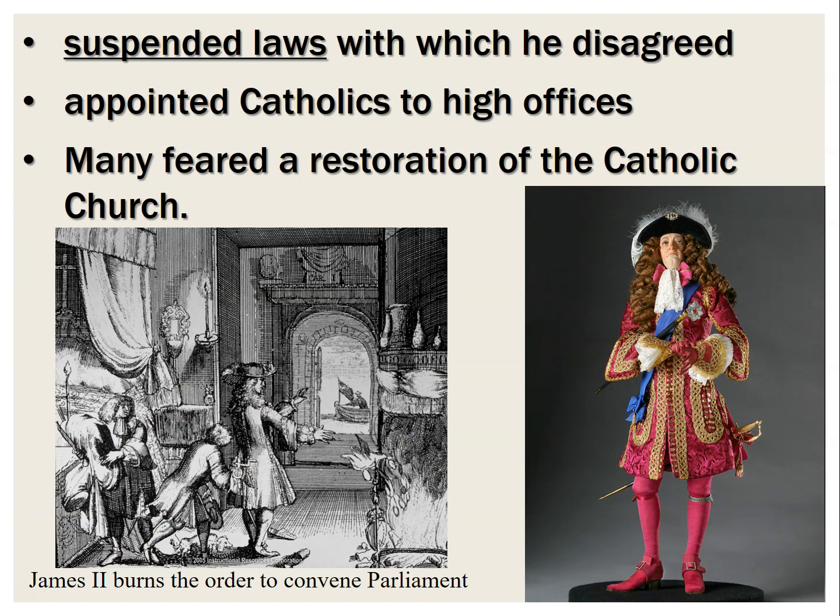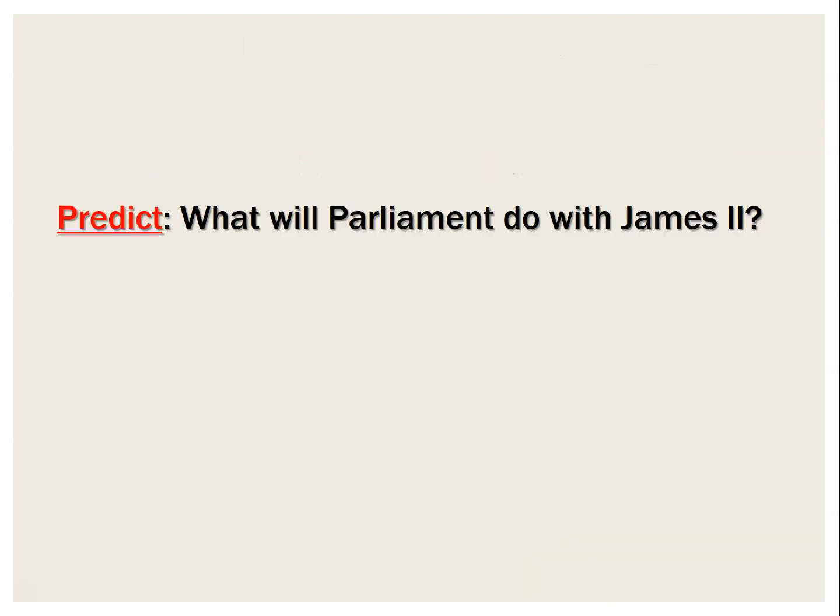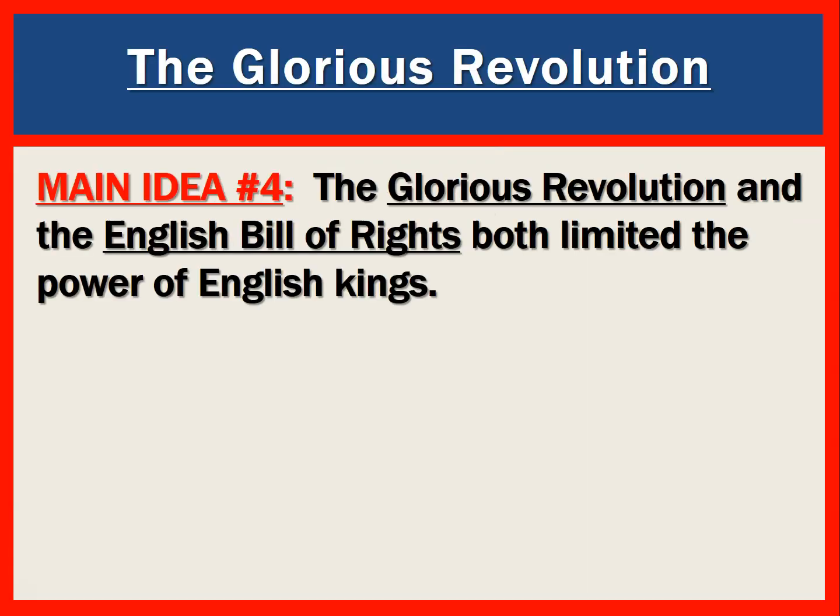Other examples of James II's absolute monarchy: he began to suspend laws that he didn't like. So in other words, kind of overriding the Parliament. He begins putting Catholics into high office, and people fear that this is kind of a slippery slope, and before you know it, this guy is going to be an absolute Catholic monarch, and Catholicism will be forced down our throats here in England. So the question is, what can Parliament do about this? And that brings us to our final big event. It's called the Glorious Revolution.